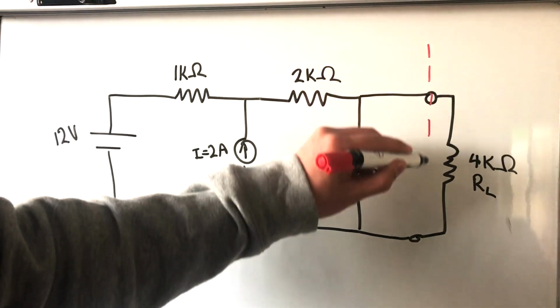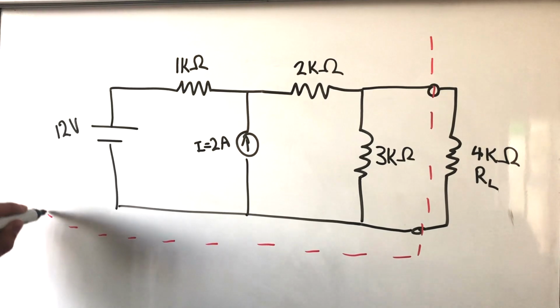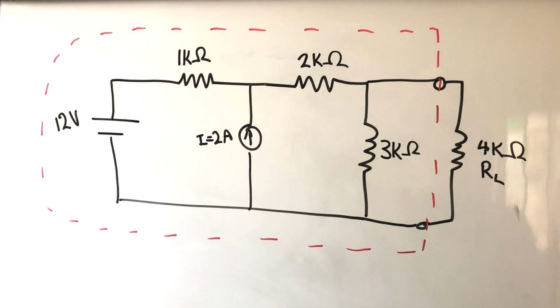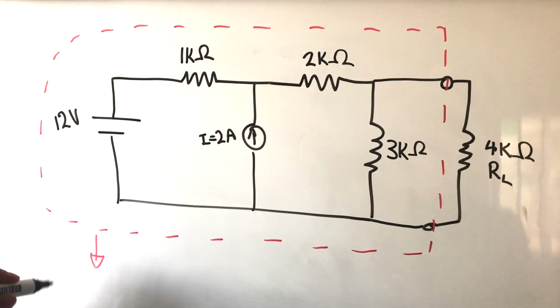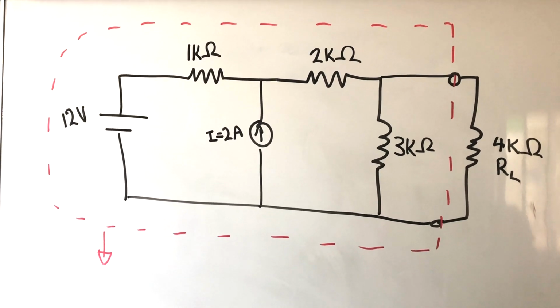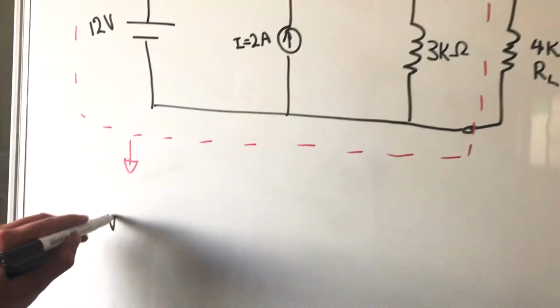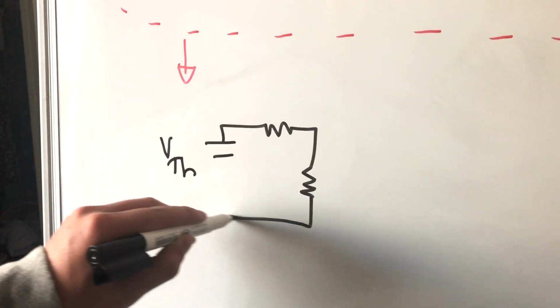In this circuit, we have an arrangement of series and parallel resistors connected to a 12-volt power source and a 2-amp current source. If we want to determine the current in the 4K ohm resistor, we need to apply Thevenin's theorem to this problem. The first step will be to separate the circuit at the 4K ohm resistor. The portion of the circuit on the left will be transformed into a Thevenin equivalent circuit.